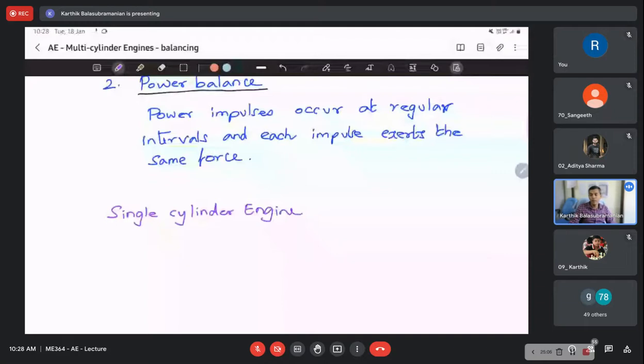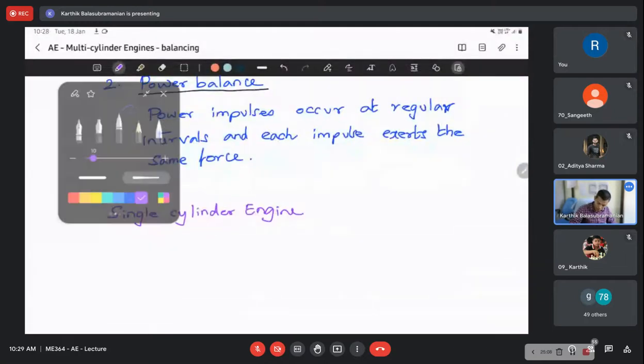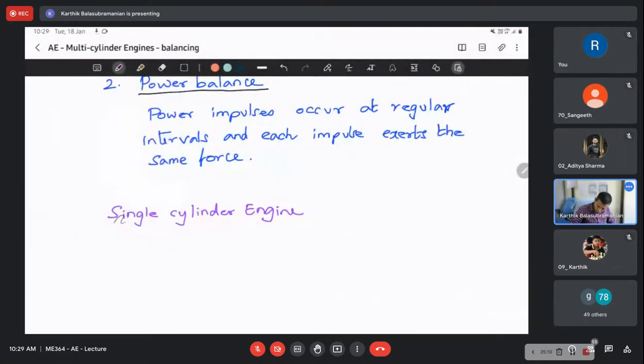What happens in a single cylinder engine? So primary inertial forces are balanced, but not the secondary inertial forces. Yeah, so mechanical balance. Let's not go to primary, secondary now. Even primary inertial forces is difficult anyway.